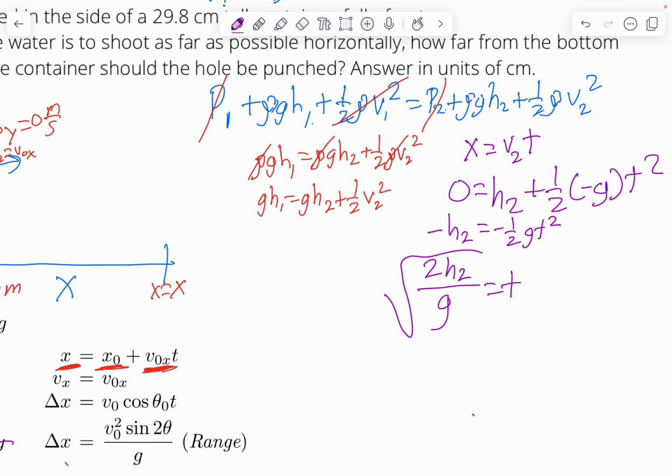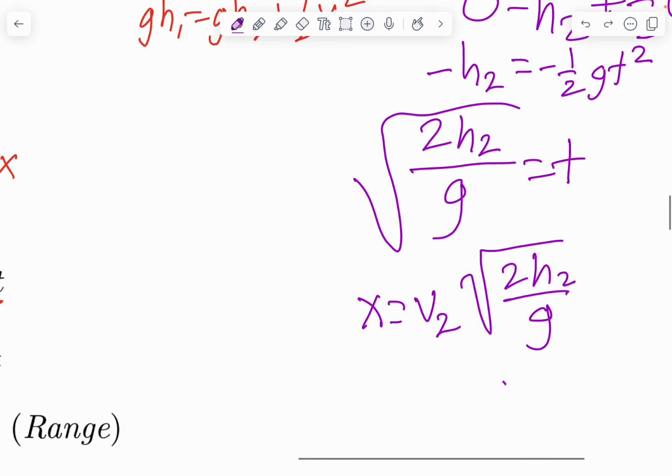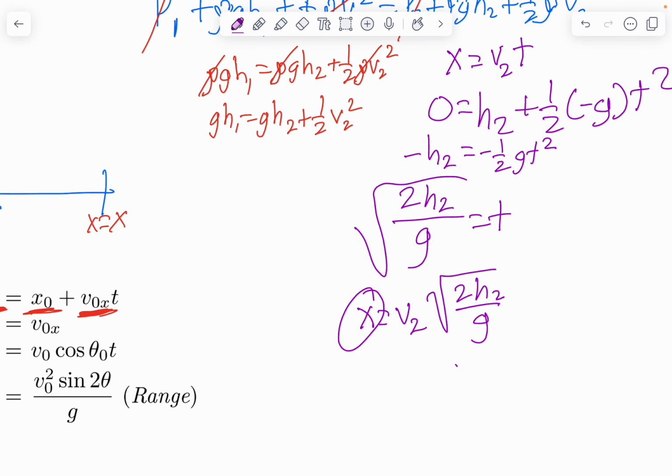So then if I put it back into my first equation, instead of time, I'll put that. So x is equal to v2 times the square root of 2h2 over g. Now we're getting a little closer. Now we have 2 equations and 2 unknowns so that we can maximize our horizontal distance. If we want to maximize our horizontal distance, I already have a formula for it.